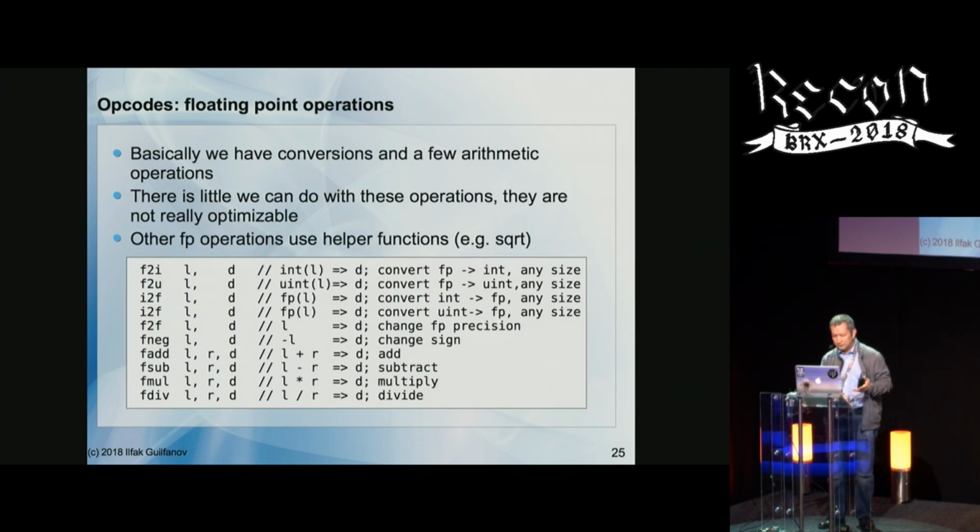And finally, we have floating point operations. Again, there's nothing we can do about them because floating point operations are better not optimized, not modified at all. Every floating point operation is important by itself and cannot be replaced by something else without losing the precision or losing a possible exception. So we don't really optimize them. We just keep them as is. But we represent them nicely.